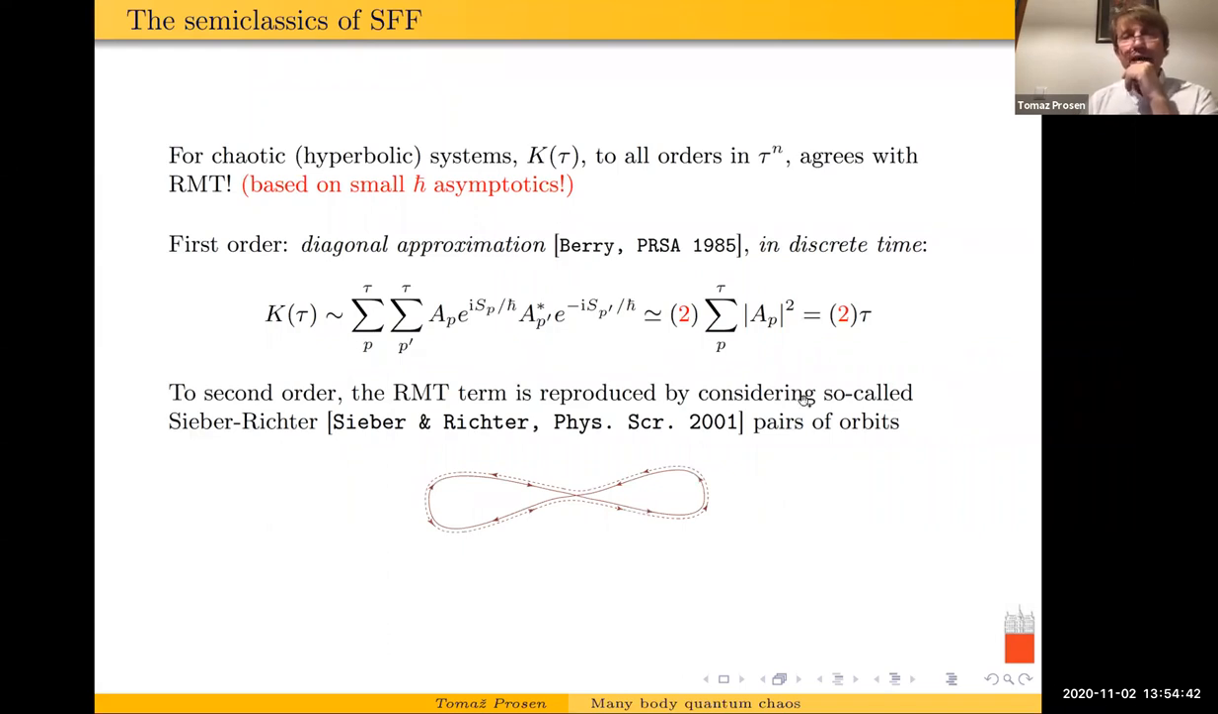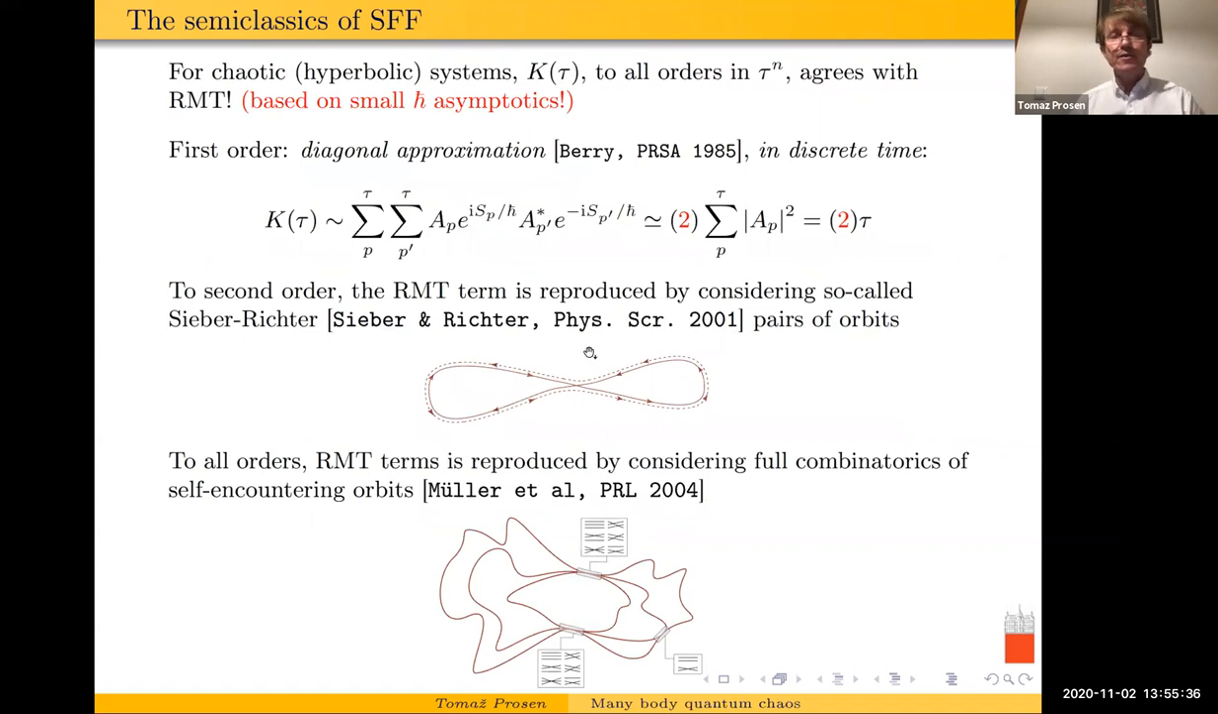It took almost two decades, or 16 years, between Berry's leading order approximation and the second order term. The second order term was considered a breakthrough. There's a paper by Sieber and Richter, who proposed self-encountering pairs of orbits, namely orbits which meet themselves in configuration space, like this one, number 8. These orbits can actually be considered not as single orbits, but as quadruplets, or pairs of orbits. Each has its time-reversed partner, but there are also two ways in which this self-crossing of an orbit can be understood, right? I mean, you can traverse the number 8 in two ways, so there is a simple combinatorial factor one gets. And of course there is also an extra interference in this double sum which comes from these number 8 orbits, and so on and so forth.